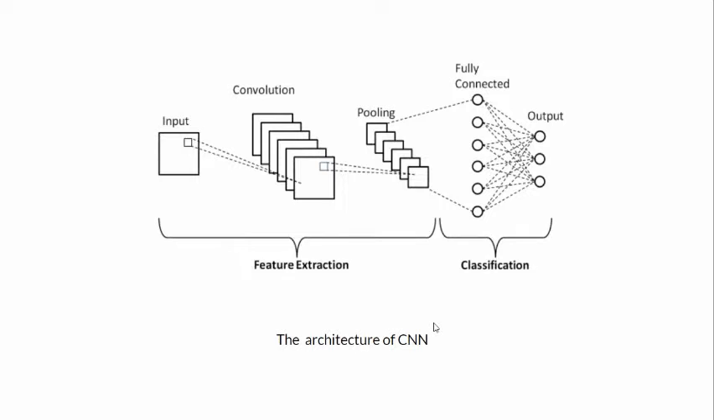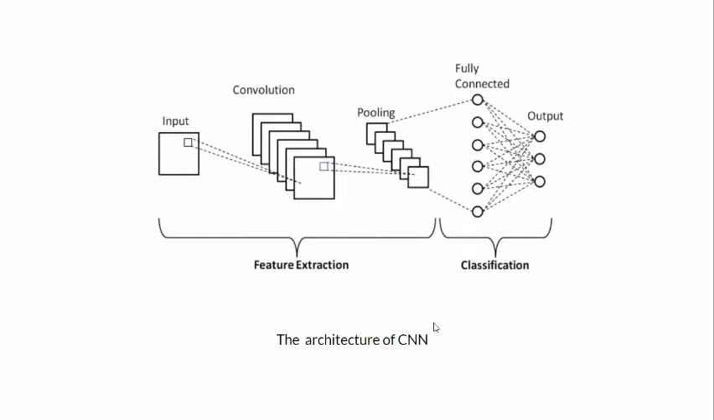This is a basic architecture of a CNN. It has an input layer, a convolutional layer, a pooling layer, a fully connected layer, and the final layer, that is the output layer. There are two primary functions that a CNN performs: feature extraction from the input image and then classification of the input image.